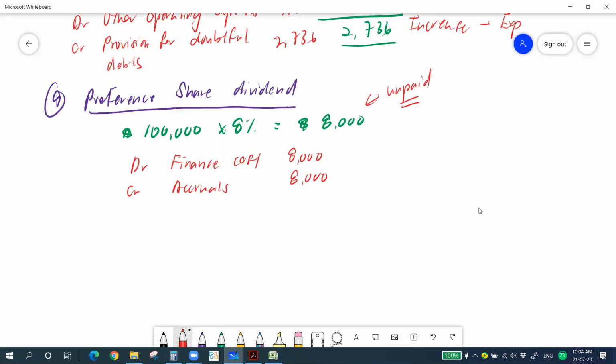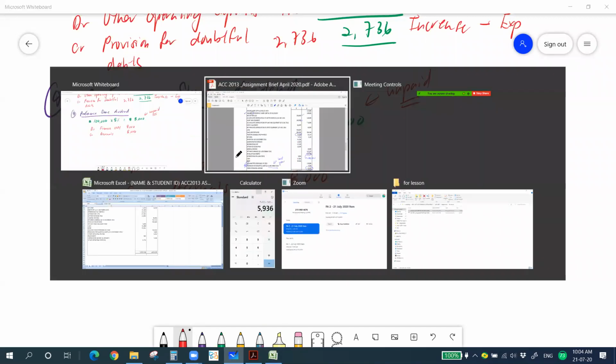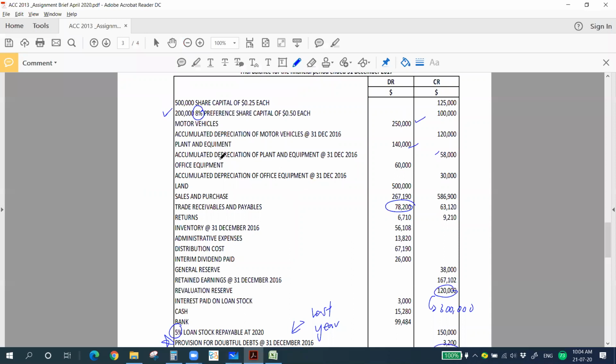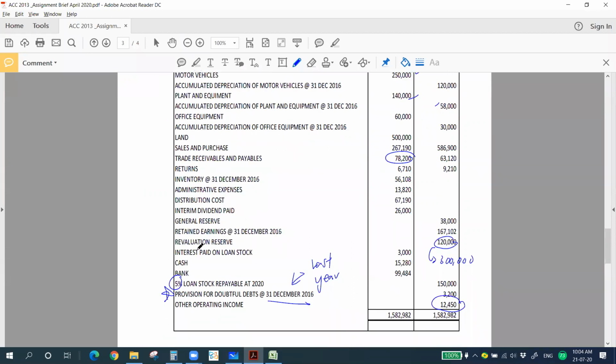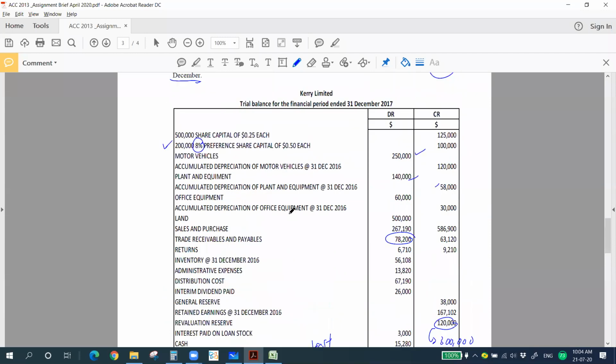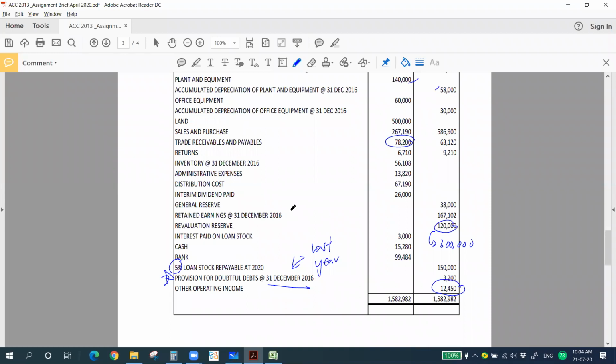How to know it's unpaid? In your trial balance, did you see any payment of your preference share? If not recorded in your trial balance, meaning unpaid.